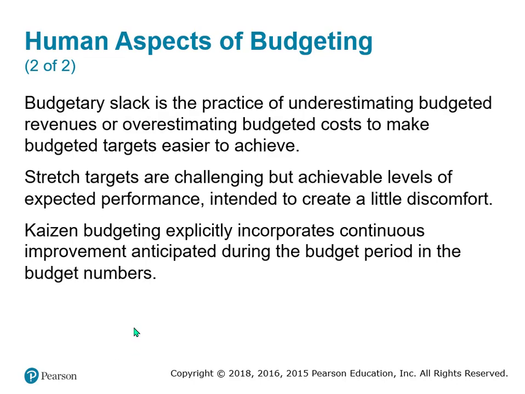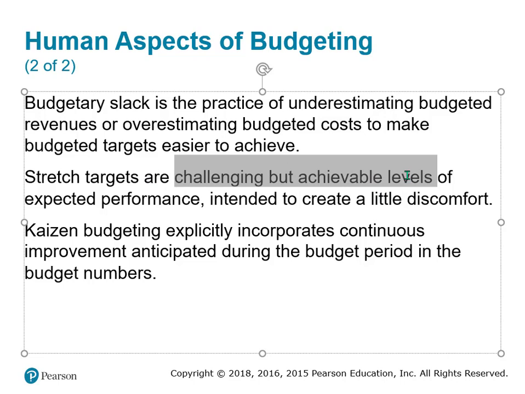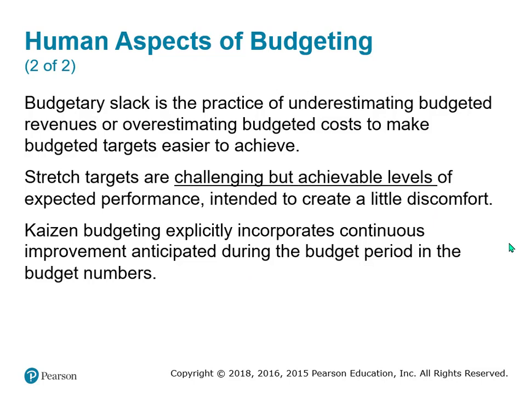Now, budgetary slack is a concern for firms when using budgets for performance evaluation. There are many techniques to avoid or minimize this negative aspect, including the use of stretch targets and Kaizen budgeting. Stretch targets are challenging but achievable levels of expected performance. That's how to think: challenging but achievable. They're intended to create a little bit of discomfort. You've got to reach a goal, but not that much. That's the way a course should be.